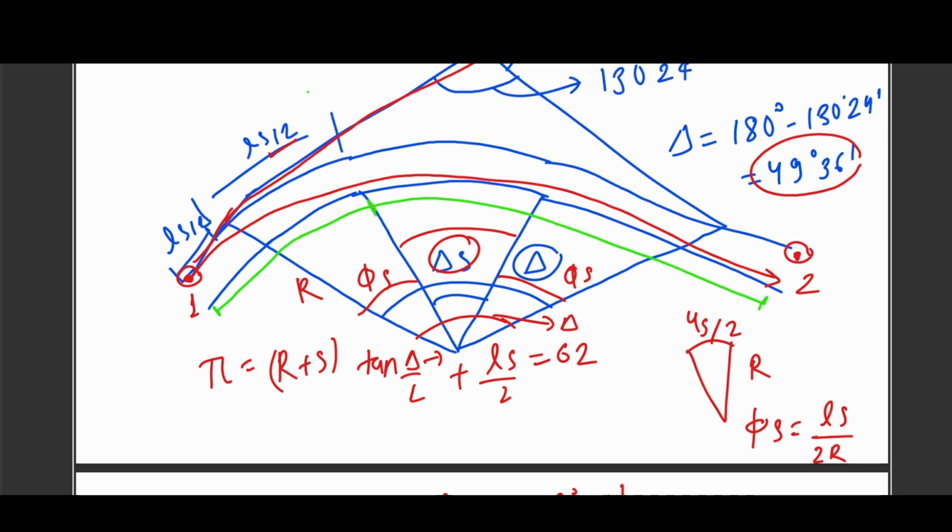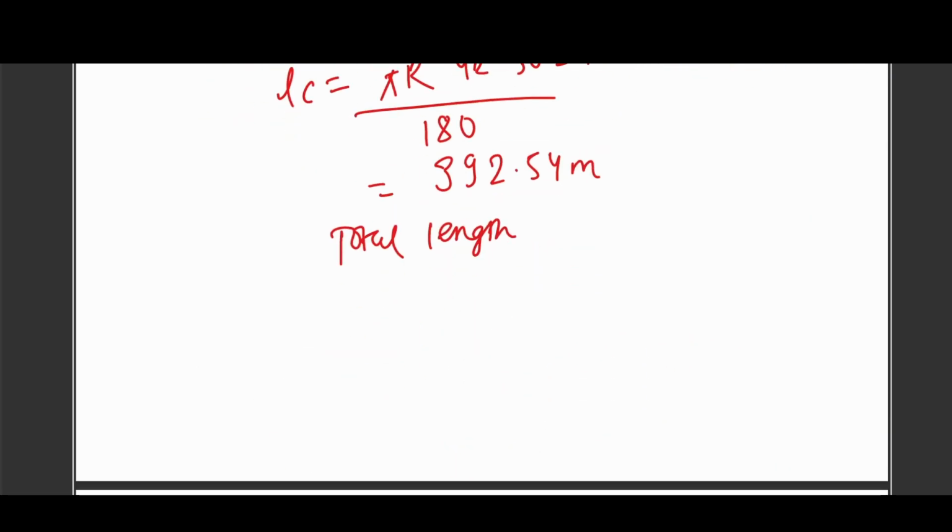Up to this length, this is LS. This is LC. And this is also LS. So what will be the total length of the composite curve? The total length of the composite curve is 2 times LS plus LC. That is 2 into 62 plus 392.54. And the value will be around 517 meter.